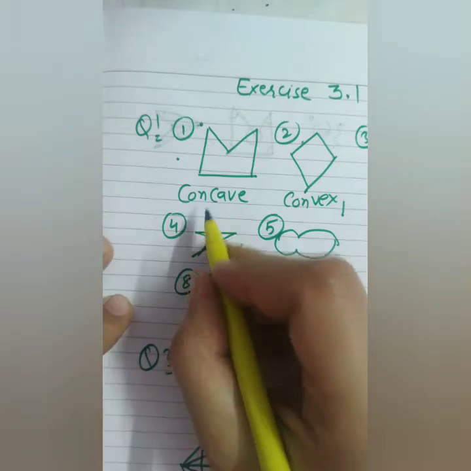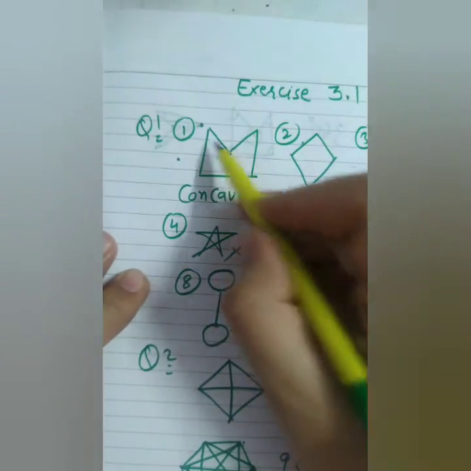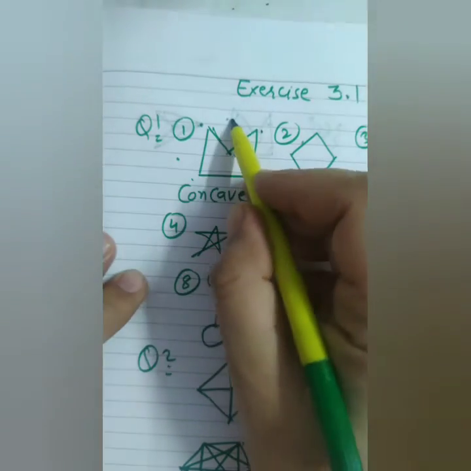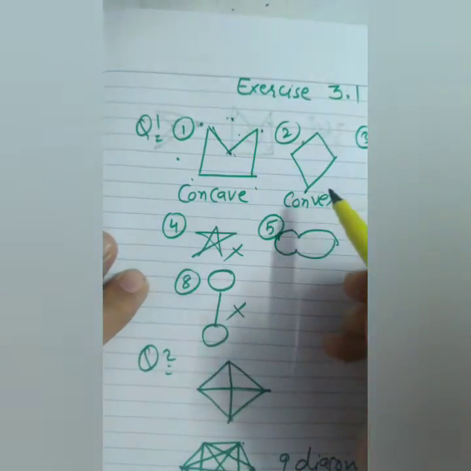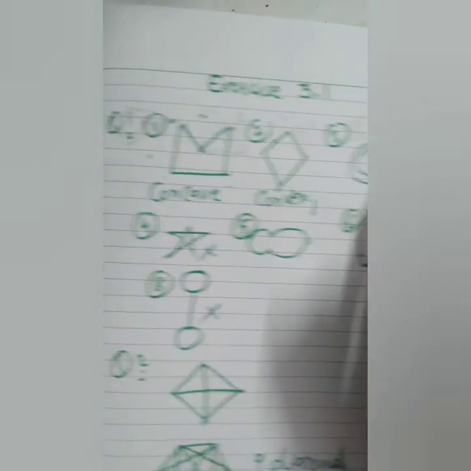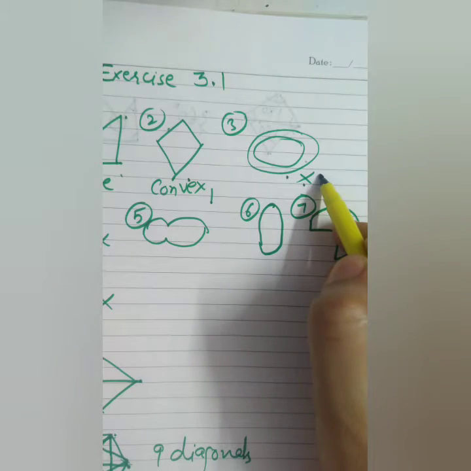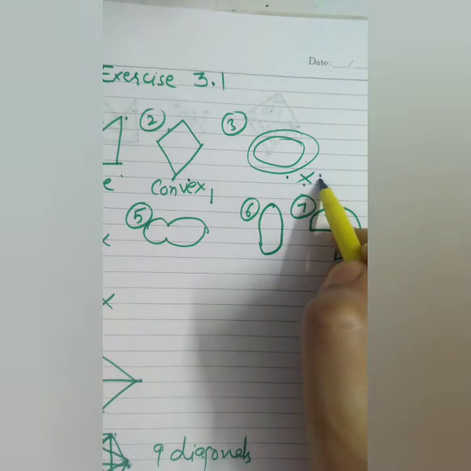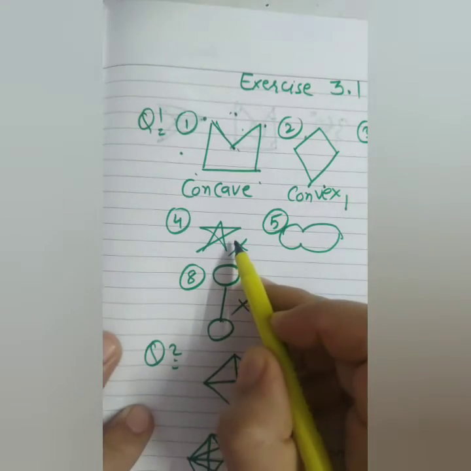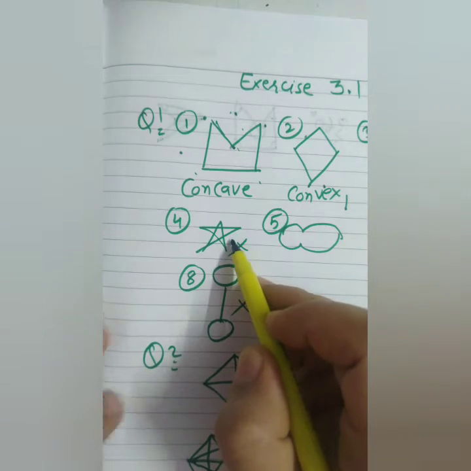So first figure is a concave polygon because it has these sides and its diagonal is outside or exterior of the polygon. Okay, second one is a convex polygon. Third figure is not a simple curve, it's not a simple closed curve, and it's not a polygon. Fourth figure, it is also not a simple closed curve, not a simple curve, and not a polygon.